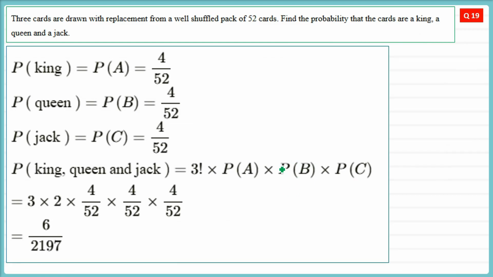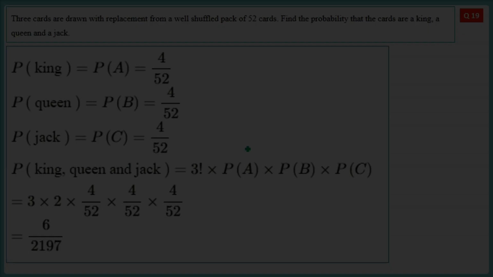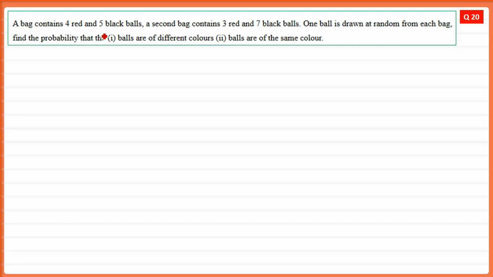I hope you are getting this, factorial 3, why it has come. A bag contains 4 red and 5 black balls. A second bag contains 3 red and 7 black balls. Now one ball is drawn at random from each bag. Find the probability that the balls are of different colors and that the balls are of the same color.